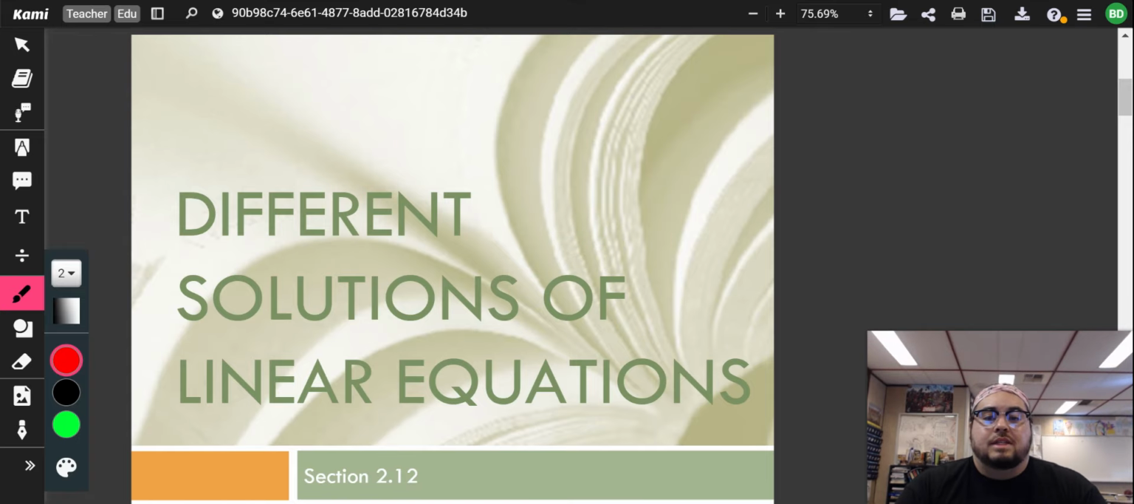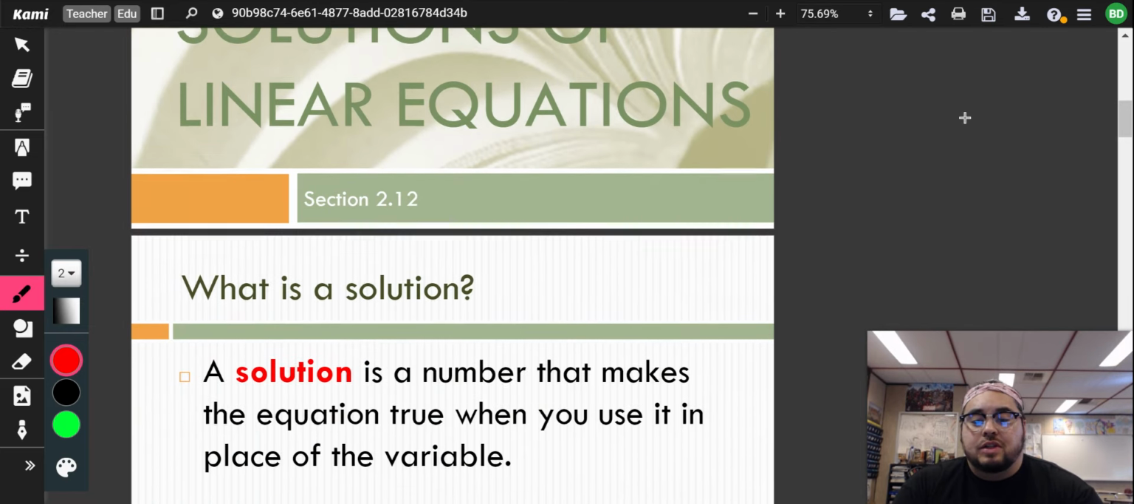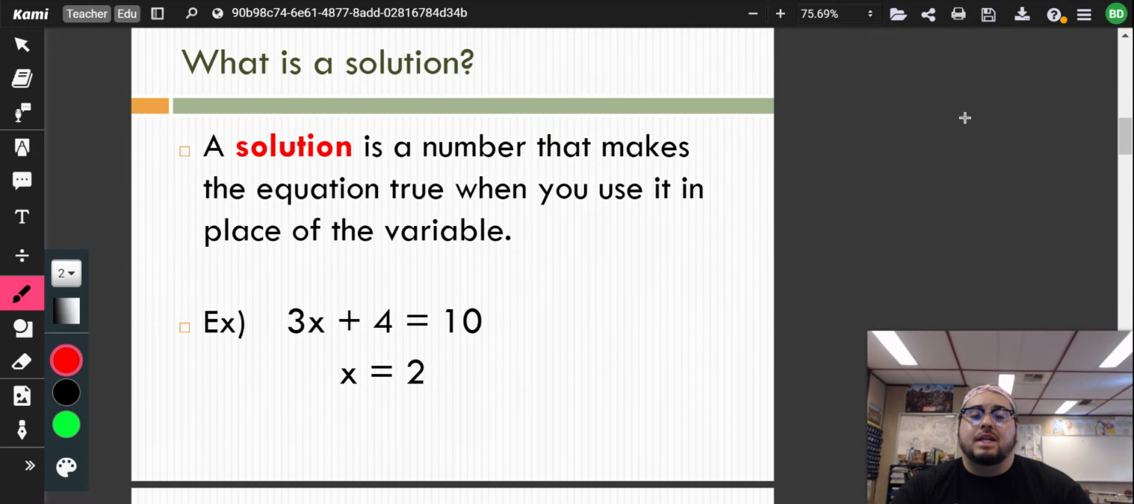Hey kiddos, today we are going to be talking about alternative solutions for solving equations. So normally when we solve an equation, we get one solution and that works for us because that's all we're looking for. As a reminder, a solution is a number that makes the equation true when you plug it in, substitute it instead of the variable.